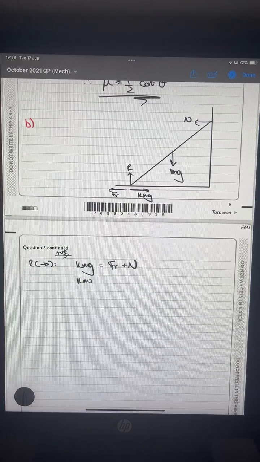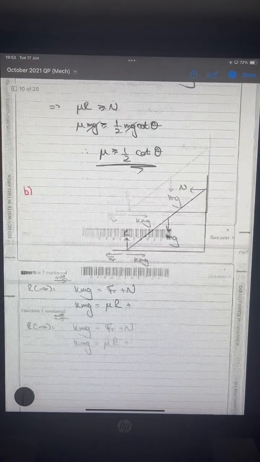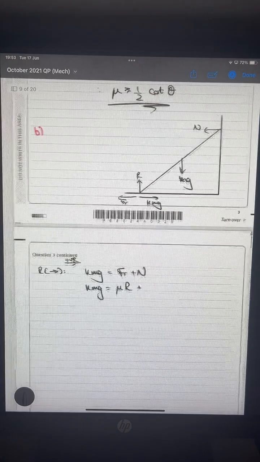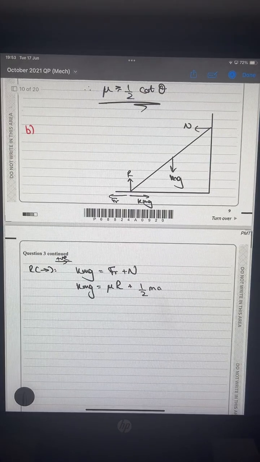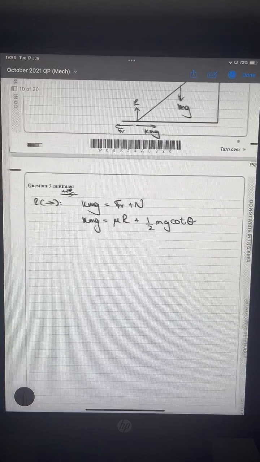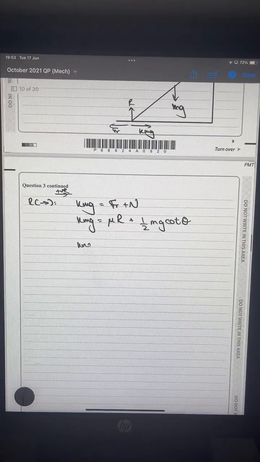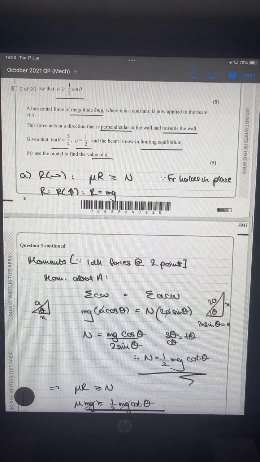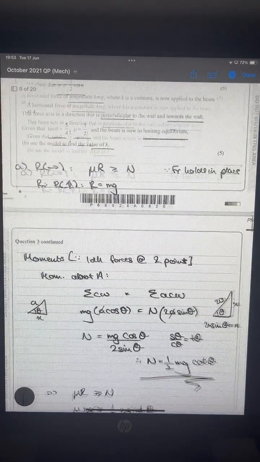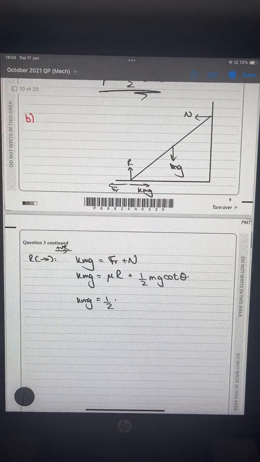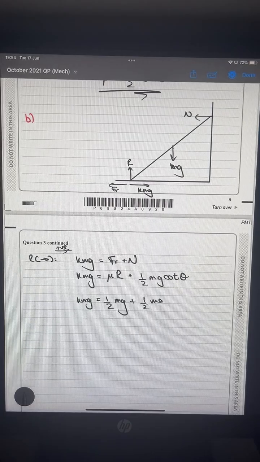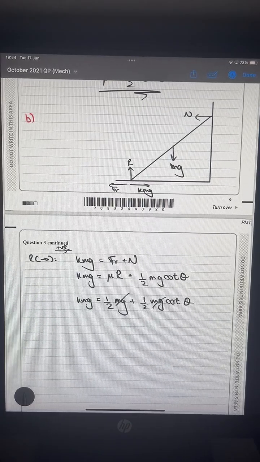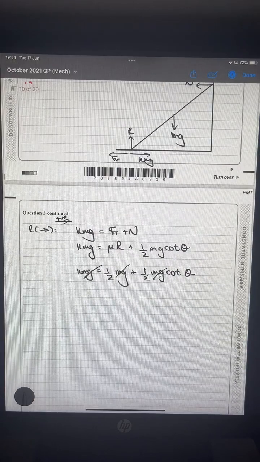So kmg is equal to, what is Fr? The equation is mu R. And what is my value of N? Well, I found N up here. So that is just a half mg cot theta. So now I can replace: kmg equals mu, which is a half, which they've told me in the question up here. Mu is a half, R is mg, plus a half mg cot theta. Cancel through your mg's to speed up your working. Then you have k is equal to a half plus a half cot theta.